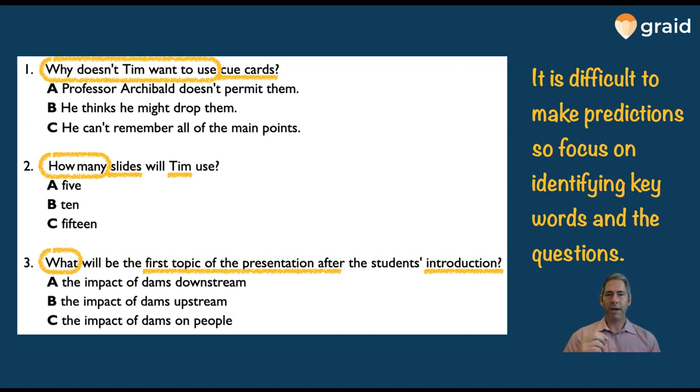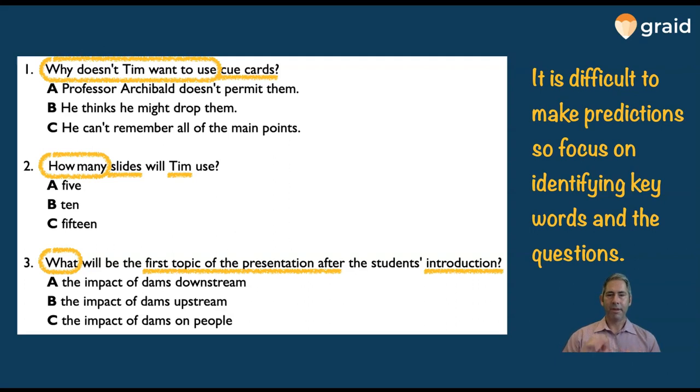When I hear that information, when I get the cue in the listening, then I'm going to scan through the possibilities of 5, 10, or 15. On to number 3. The keywords I'm going to be listening out for are presentation, first topic, and introduction. Obviously, I need to know what will be the first topic of the presentation after the student's introduction.